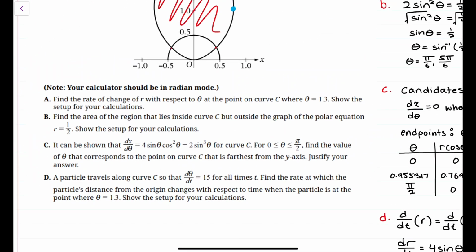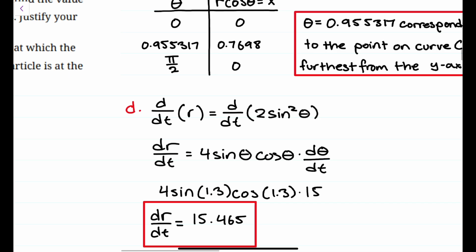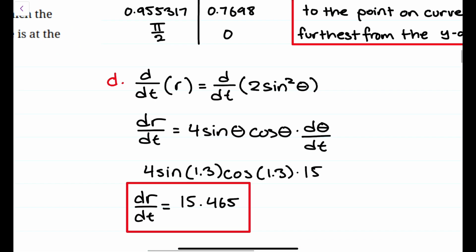And then for part D, it gives us that d theta by dt is 15 for all times of t, and it asks us to find the rate at which the particle's distance changes with respect to time, which is just dr by dt. So we're given r is equal to 2 sine squared theta, right? So we take the derivative with respect to time on both sides, so we get dr over dt is equal to 4 sine theta cos theta, and then we use chain rule, so we multiply d theta over dt, and we have all of these values. D theta by dt is 15, and then we're evaluating it at theta equals 1.3. We plug this into a calculator, and we get around 15.465.